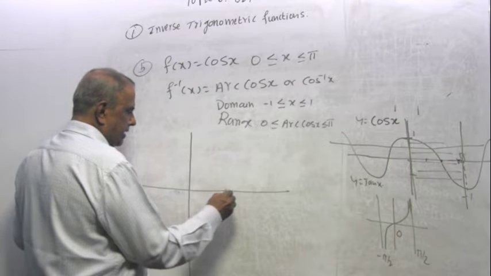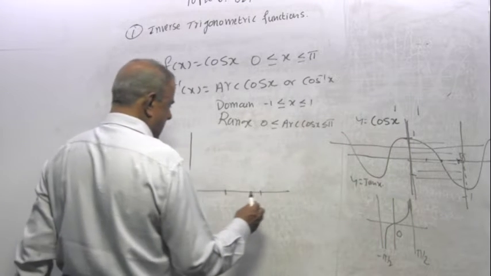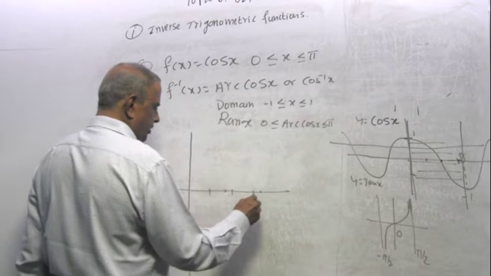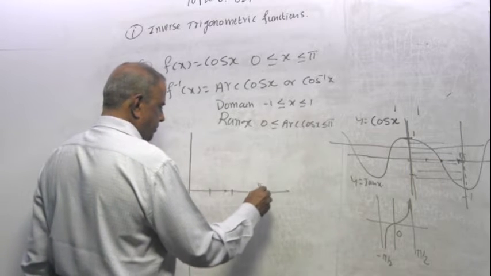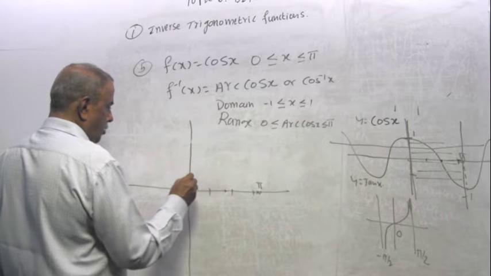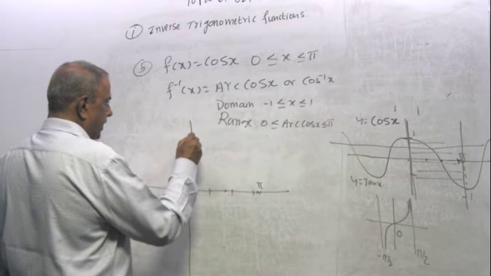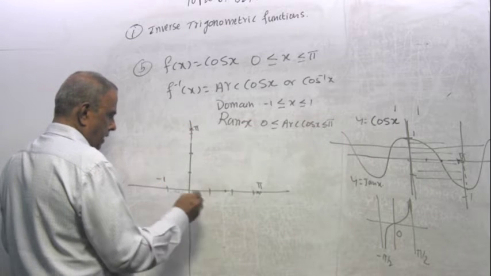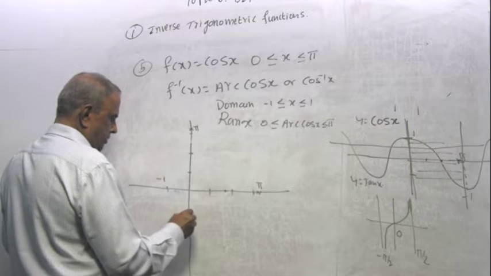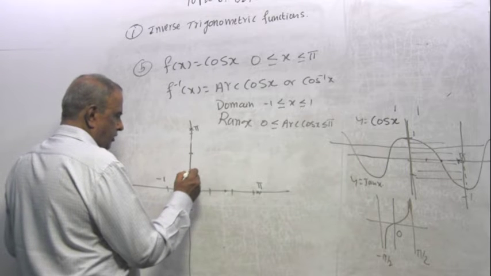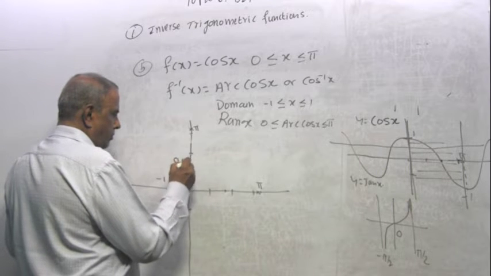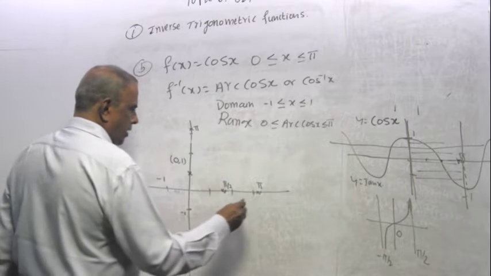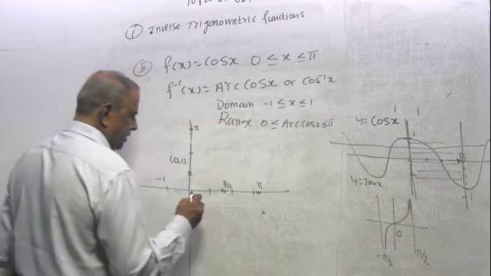Let's say that is 1, that is 2, nah, that's too big. Nah, 1, 2, 3, that is 5. Minus 1, and this is minus 1. Cos of 0 is 1. Cos of pi over 2 is 0. And cos of pi is minus 1.